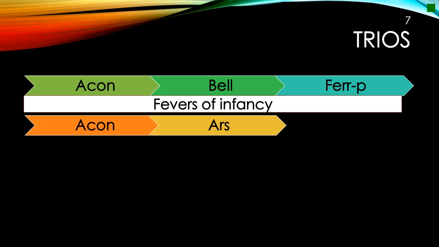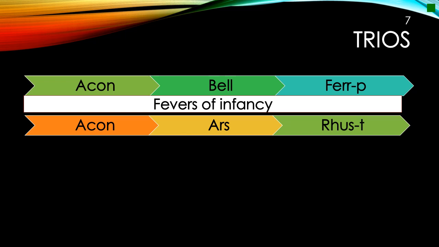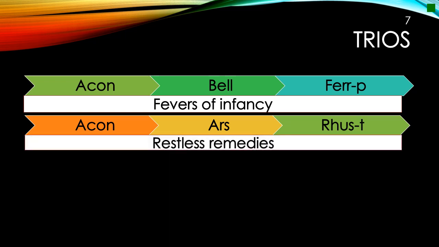Aconite followed by Arsenicum followed by Rhus Tox. This is a trio that is for restlessness. So any kind of a disease or illness where a person is feeling very restless, once again Aconite in the very initial stages, followed by Arsenicum and then Rhus Tox. At this particular stage, don't indulge in any prescriptions, but just keep this in mind, as this shall form one way of looking at remedies, relationships, and therapeutics.